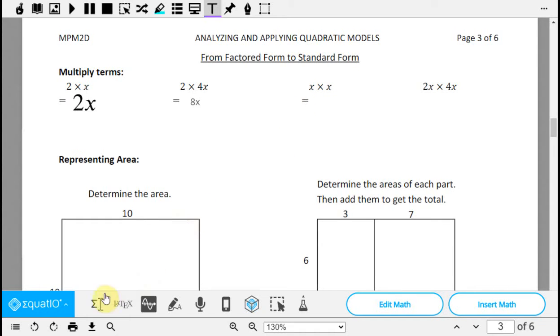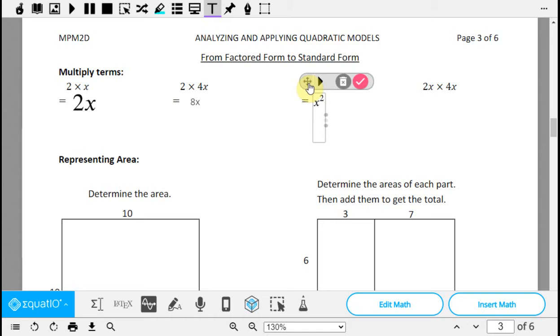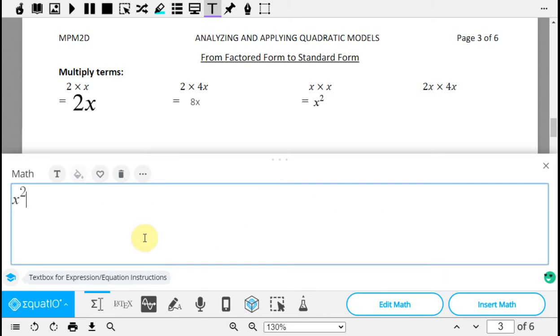X times x, that's 2 x's multiplied together. We use exponents for that. So that's x squared. And I'm using the up arrow to put that exponent, or the caret that's above my 6 on the keyboard. And 2x times 4x, two times 4 is 8, and x times x is an x squared, so I'm going to put x, use the up arrow above the 6, and put a squared on there.